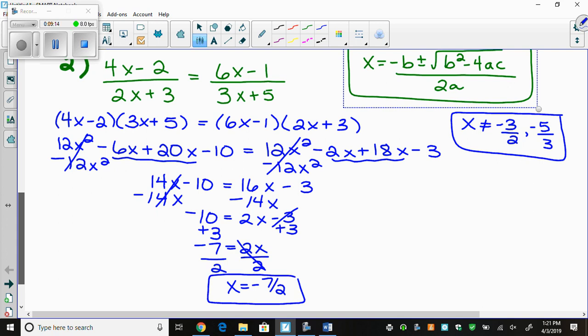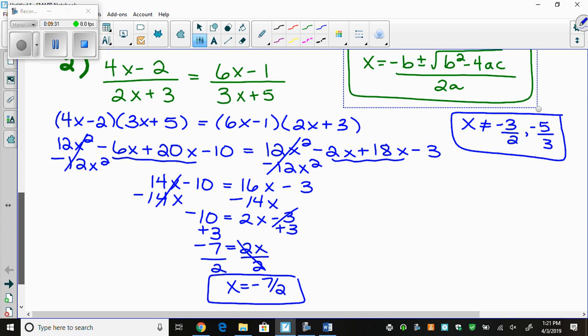If you're not sure of yourself, what could you do? You can plug it right back into the original and see if left side equals right side, even if it's decimals, right? And we have to check the MPVs. Does it match the MPVs? No, so it's good. If it did, it'd be out.